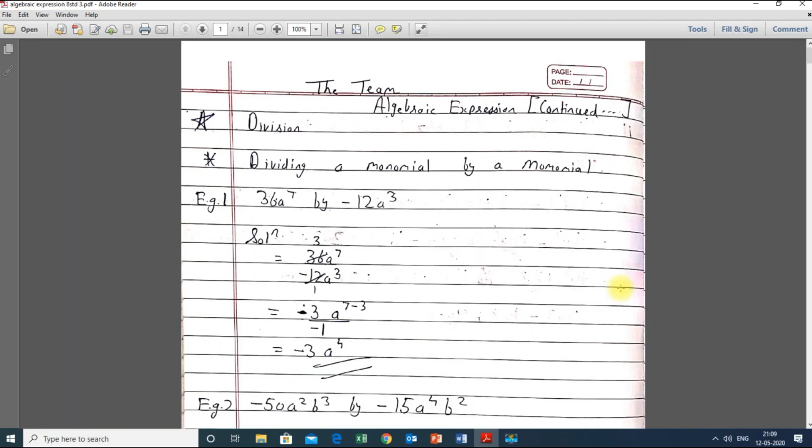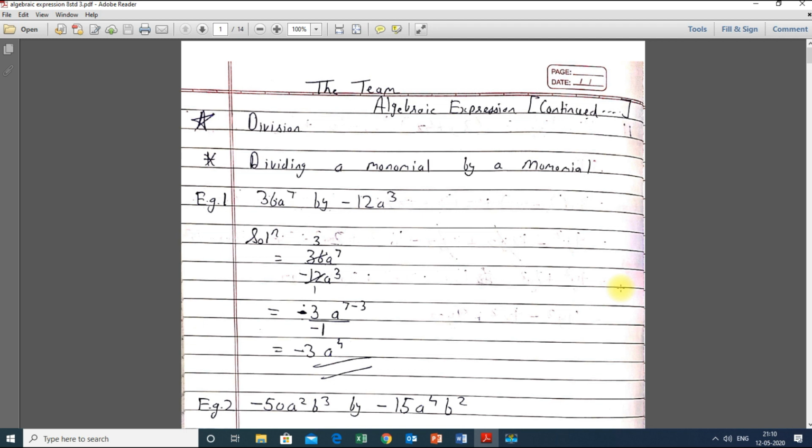It is part 3 of algebraic expressions. We have already studied addition, subtraction, and multiplication. Now today we are going to learn about division: how to divide algebraic expressions, how to divide monomial, binomial, trinomial, polynomial. The way of solving division is a little bit different than what we used to do in addition, subtraction, multiplication. It's very easy if you understand the concept.